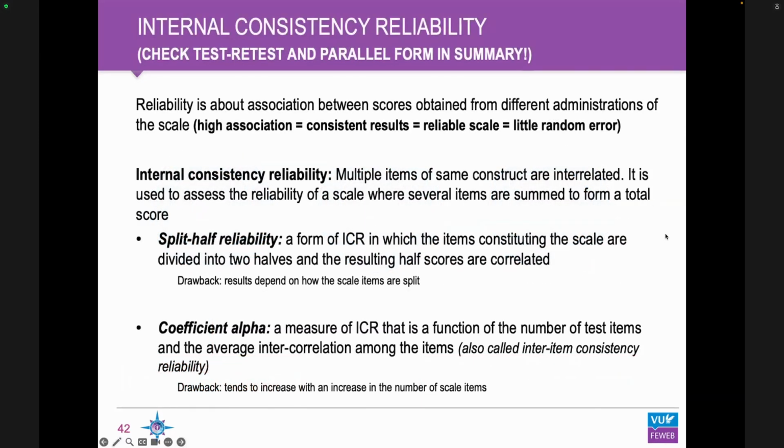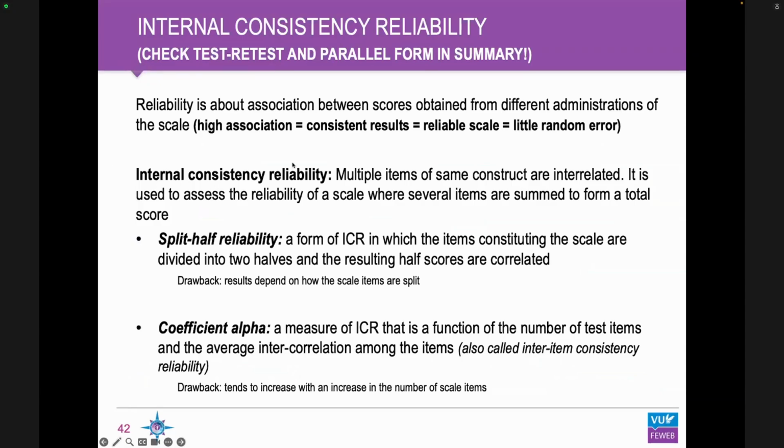And in the case of reliability, we are interested in internal consistency reliability. As I said, the reliability is related to association between scores obtained from different administrations of the scale. So you have basically different formulations of the same question in a multi-item scale, right? And then you want these associations between these items to be high. If this shows high association, then it means you have consistent results, and then a reliable scale, and then little random error. But it doesn't say anything about the systematic error.